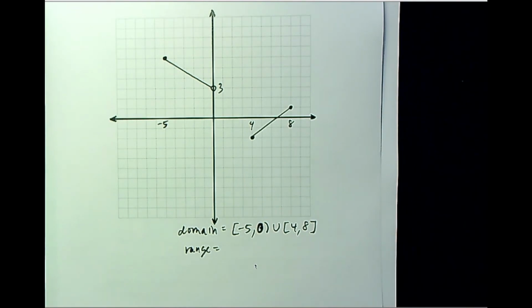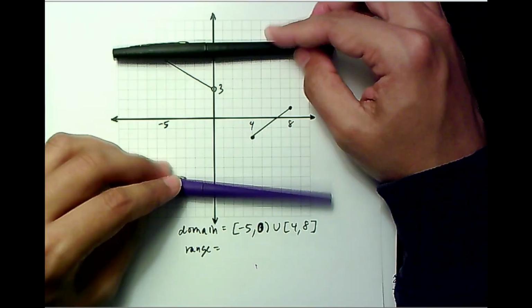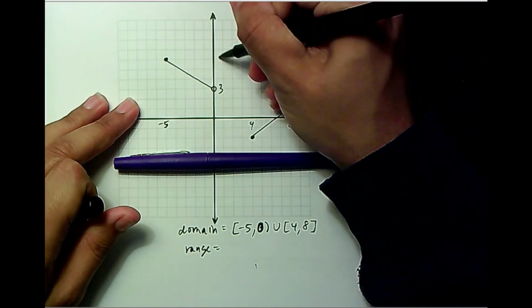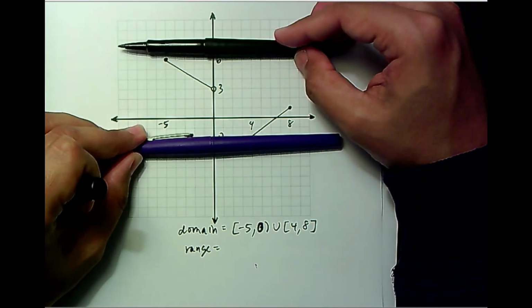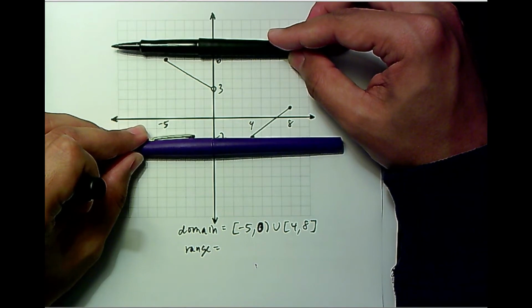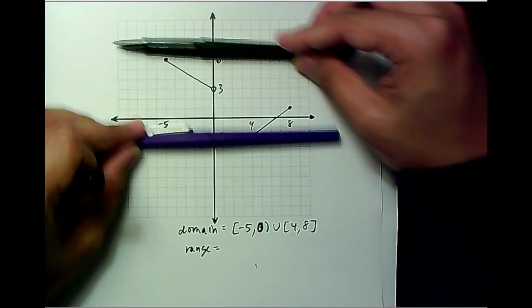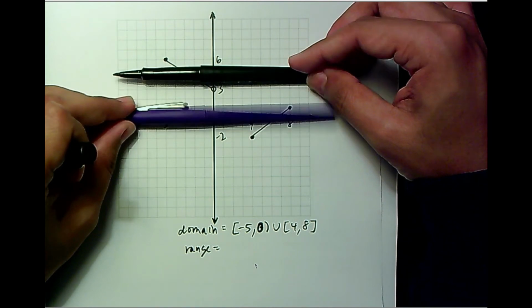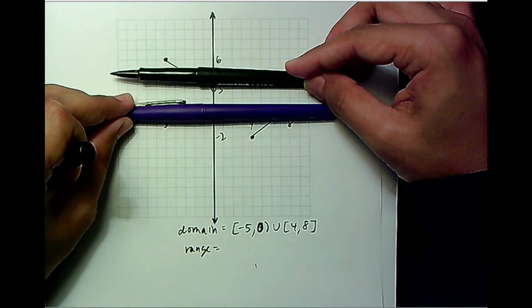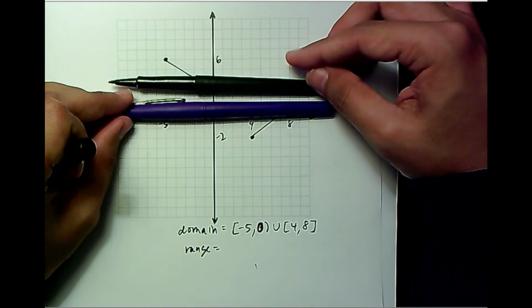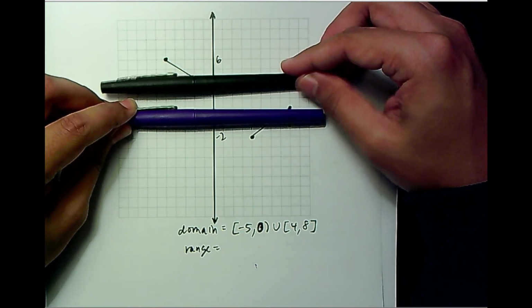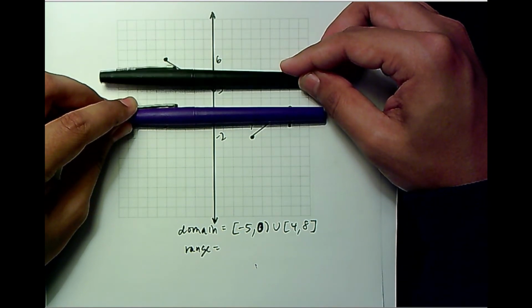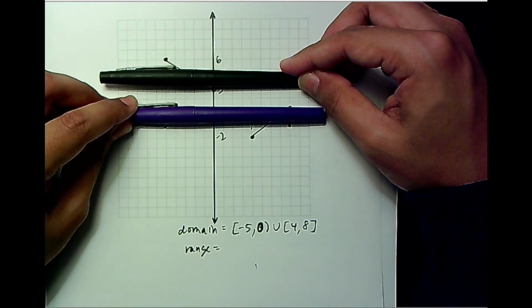Now for the range, the graph is sandwiched between -2 and 6. The entire graph is sandwiched between -2 and 6. However, there's a piece right here, an interval where there's no graph at all. Oops, it keeps wobbling. Okay. You see that in that section there's no piece of the graph at all. So we cannot include that. So that's going to be not included.